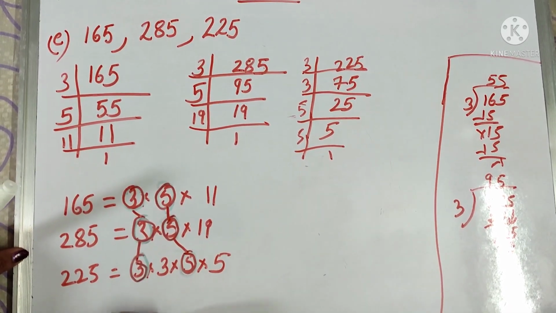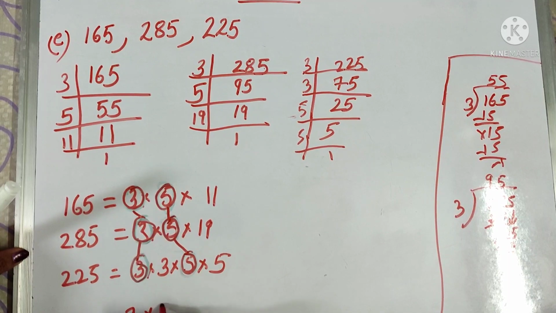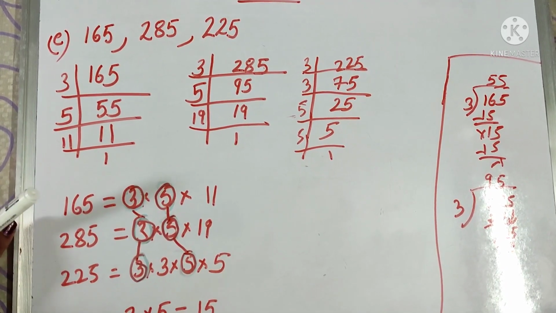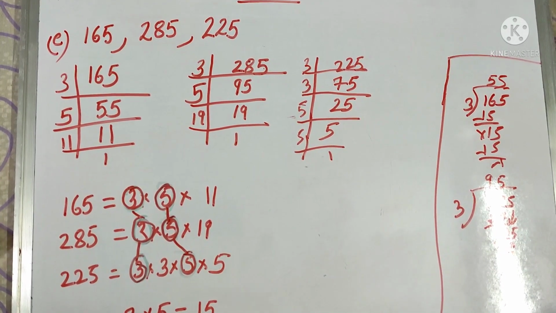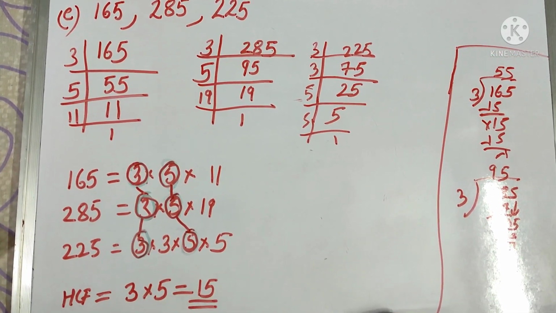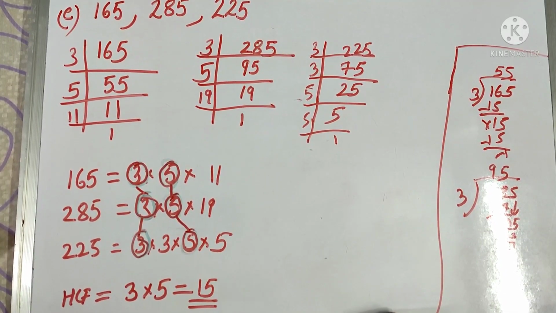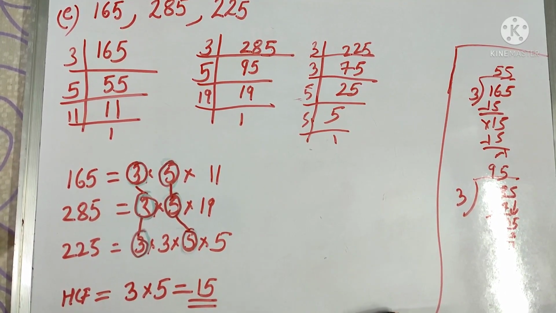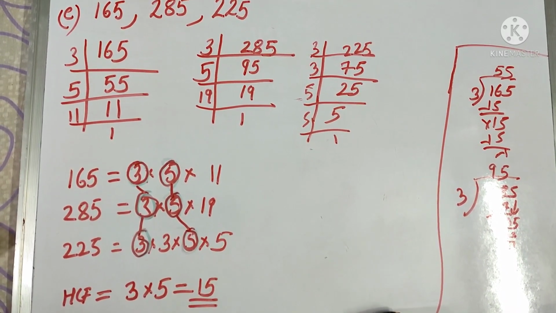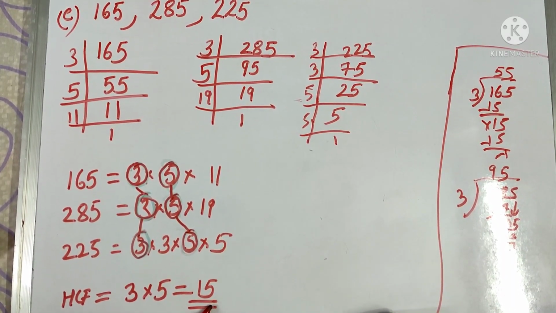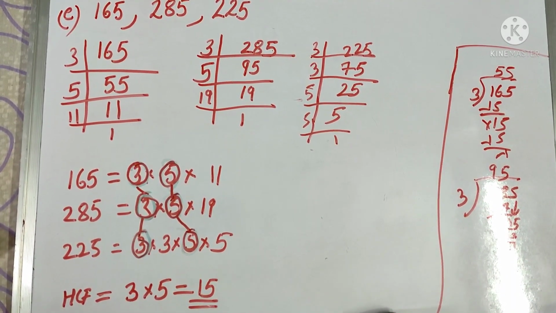Product of common factors, that means 3 into 5, so this is the HCF. 15 will be the HCF of 165, 285 and 225. In this we find the HCF of three numbers. That means first we will prime factorize each of the numbers, and then we list the common factors, and the product of the common factors is equal to the HCF. One more example I will be solving.